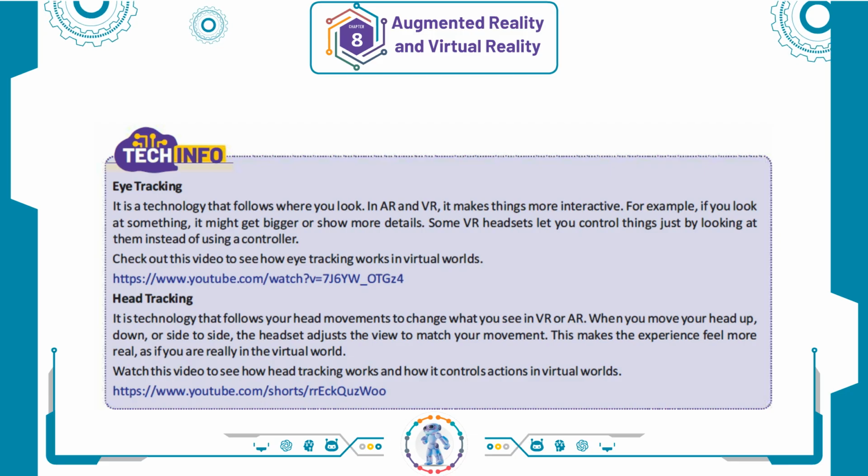Check out this video to see how eye tracking works in virtual worlds. Head tracking. It is technology that follows your head movements to change what you see in VR or AR. When you move your head up, down, or side to side, the headset adjusts the view to match your movement. This makes the experience feel more real, as if you are really in the virtual world. Watch this video to see how head tracking works and how it controls actions in virtual worlds.